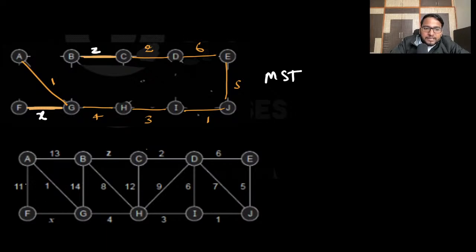See, if you bring this 11, this will form a cycle with X, right? So X cannot be greater than 11, right? If X is greater than 11, let's suppose 12, you cannot have this X, but this is already in the MST. So you will say X must be less than or equal to 11, isn't it? What about this Z?